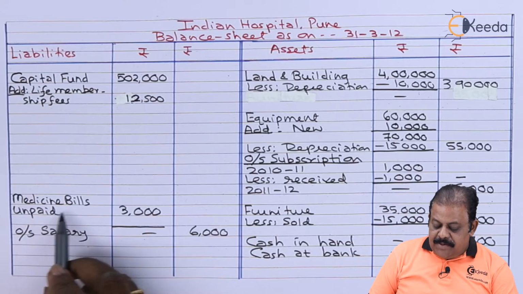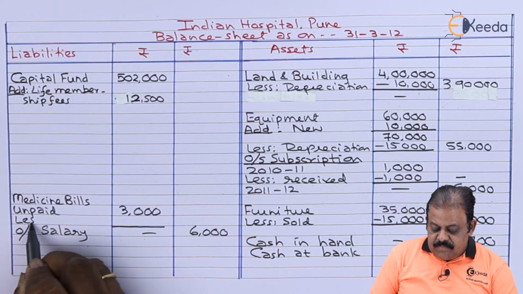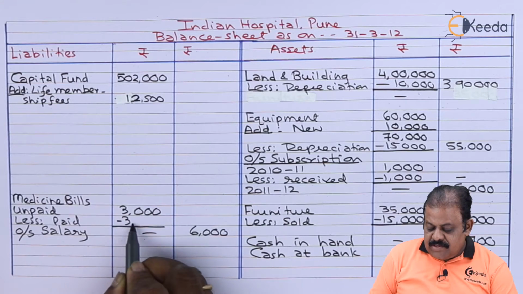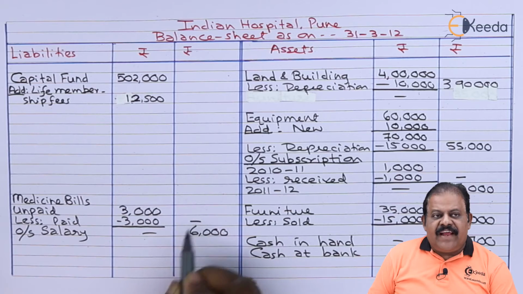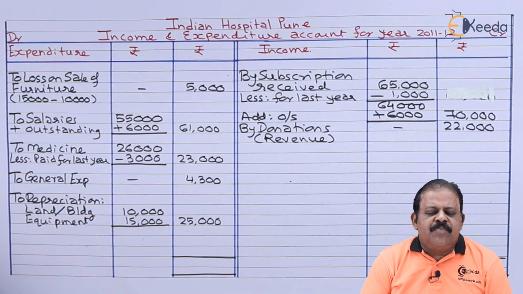Liability side, we had opening balance of medicine bills unpaid. Those are settled during the current year. So this item will not reflect in new balance sheet. We have given effect to all items and adjustments.